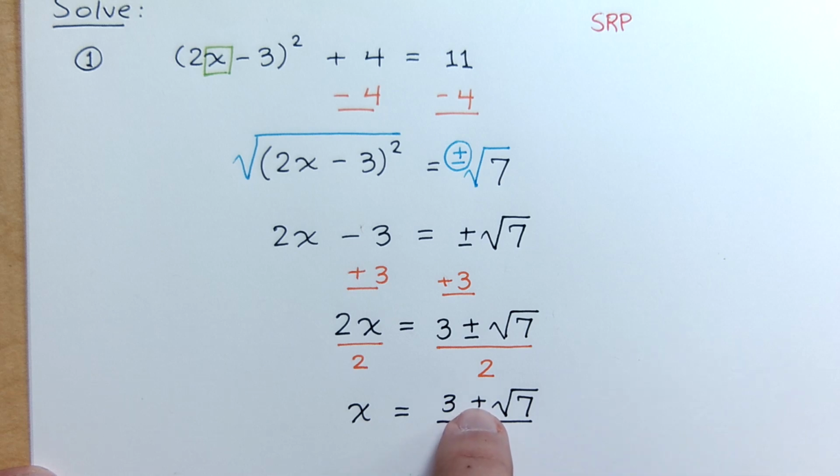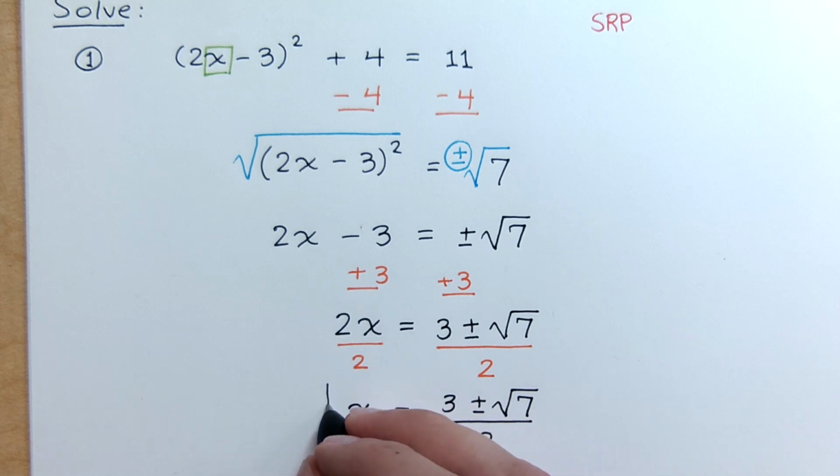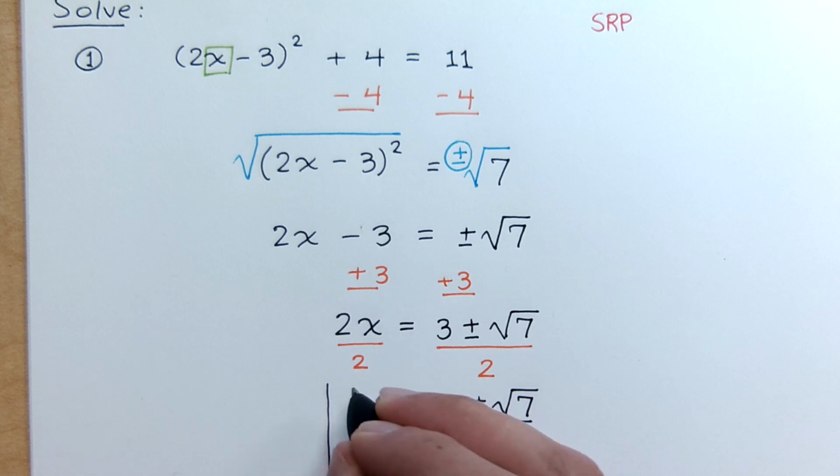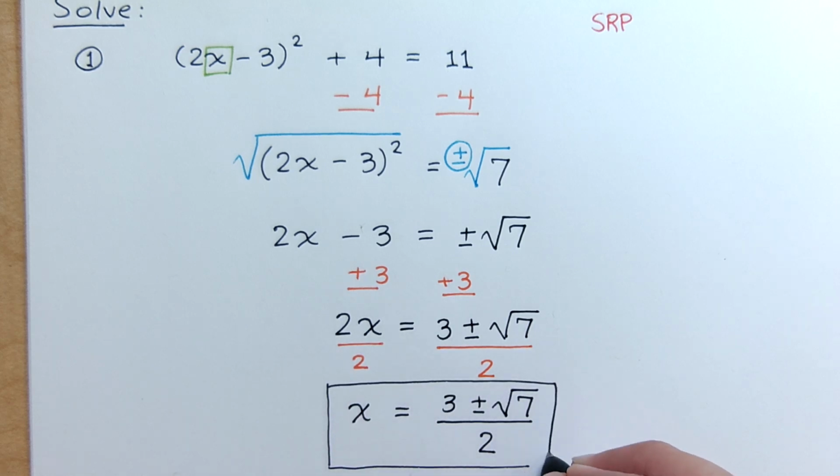If you looked at this as 3 plus the square root of 7, if you thought maybe I could separate these and split them up, nothing good is going to come from this because these are not like terms. So this is all we have.